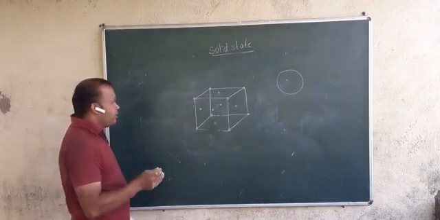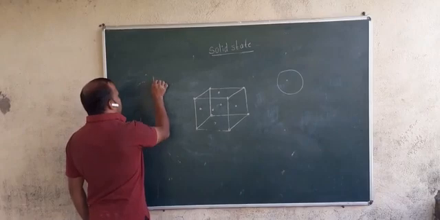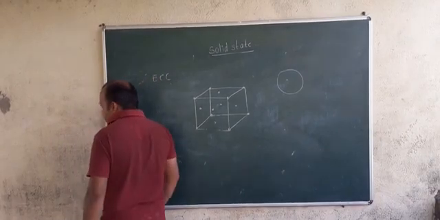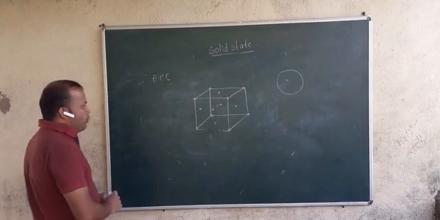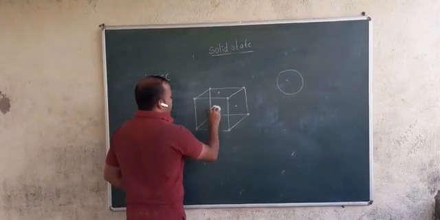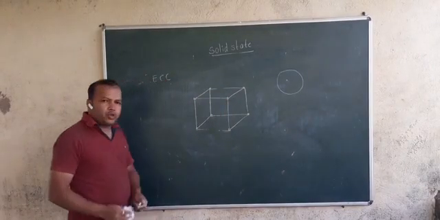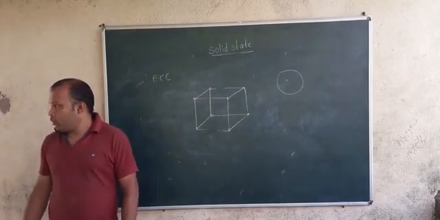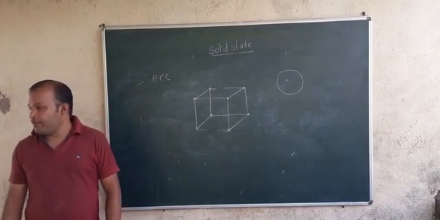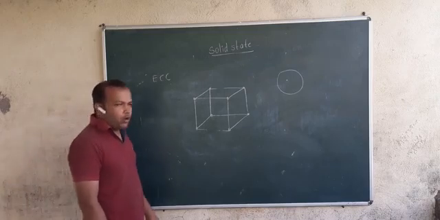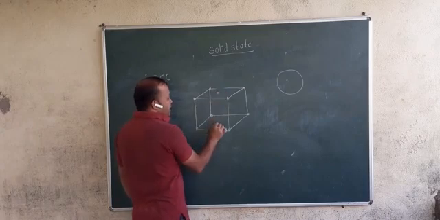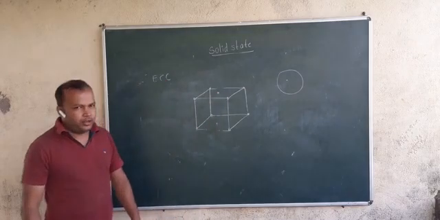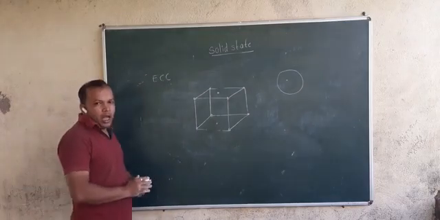Another one more we have, that is end center cubic crystal. What is this end center cubic crystal? 8 constituent particles at 8 corners and 2 on the opposite faces. So this is the upper face and this is the down face.